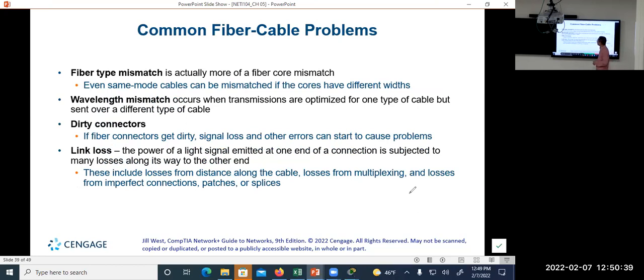The first one is a fiber type mismatch. It's actually more of a fiber core mismatch here. Even the same mode cable can be mismatched if the cores have different widths here. You can think about this one here, right? It's very tiny. You know that in the single mode here, the core of the single mode is only from 8 to 10 micron, right?